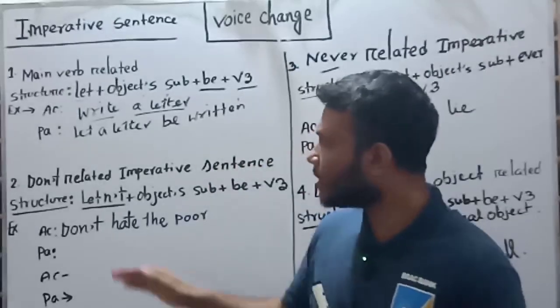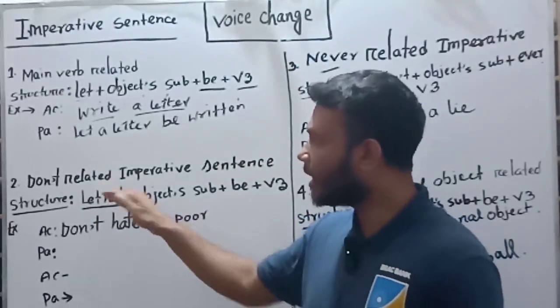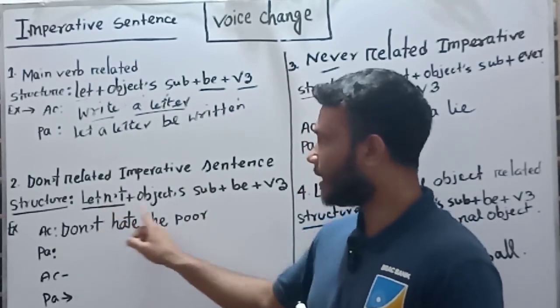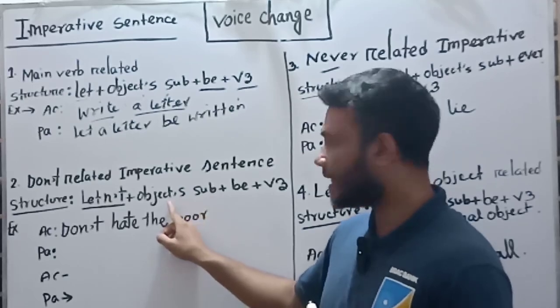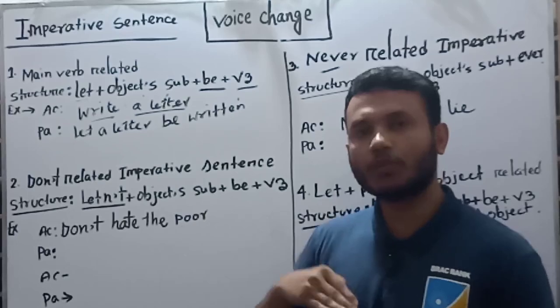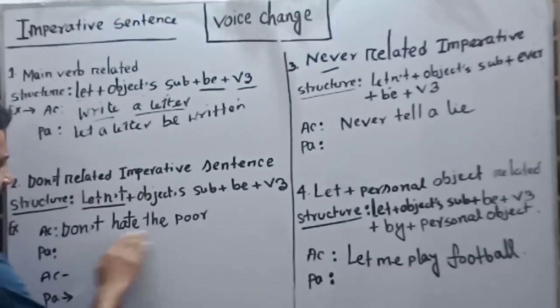Another rule is if you get an imperative active sentence started with don't, you have to follow this structure. Start your passive sentence by writing let not. Then make the object into subject. Then use be. At the end of the sentence, use be3. It is almost similar to the earlier sentence. Get an example. Don't hate the poor.